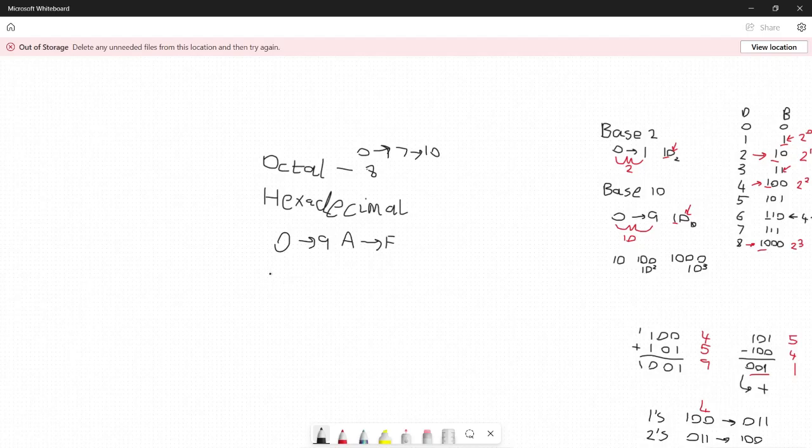So, in hexadecimal, 10 is A, 11 is B, 12 is C, 13 is D, 14 is E, 15 is F. And then at 16, we just begin again. At 16, we'll just go back to 1, 0.